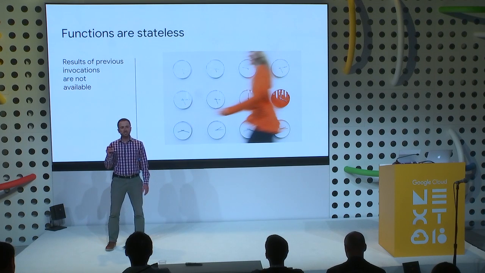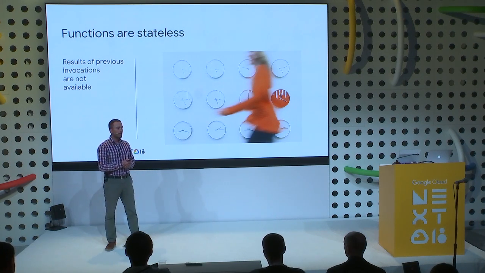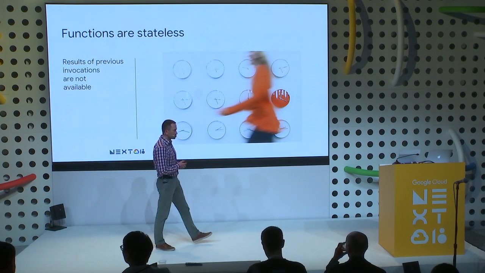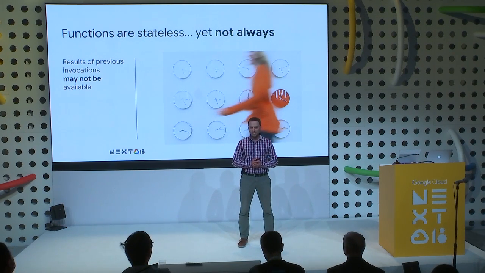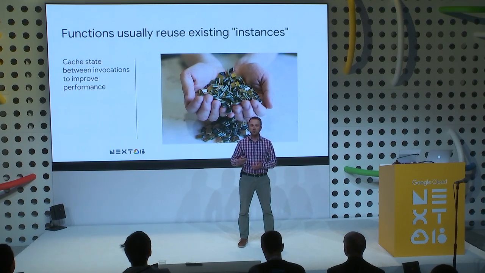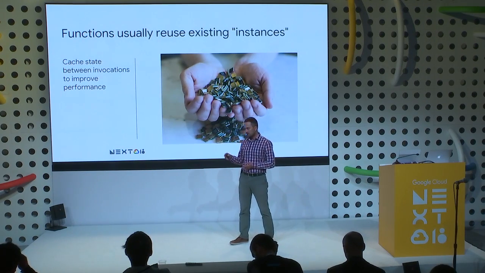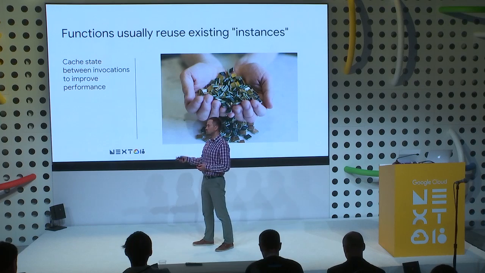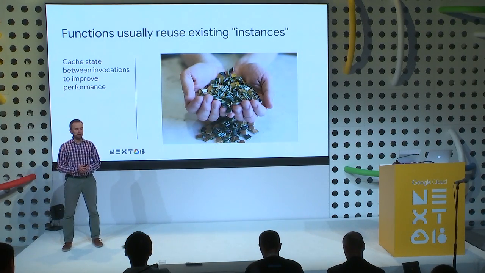You've probably heard that functions are stateless. And that's because there are so many instances that come in and go out. And that's true, but the fact is that they are not always stateless, which means that if there is an instance that is serving, it's probably going to be reused for future invocations, for subsequent calls. And this lets you reuse the state that the instance has to improve performance. I will show you in a little bit how you can do that.